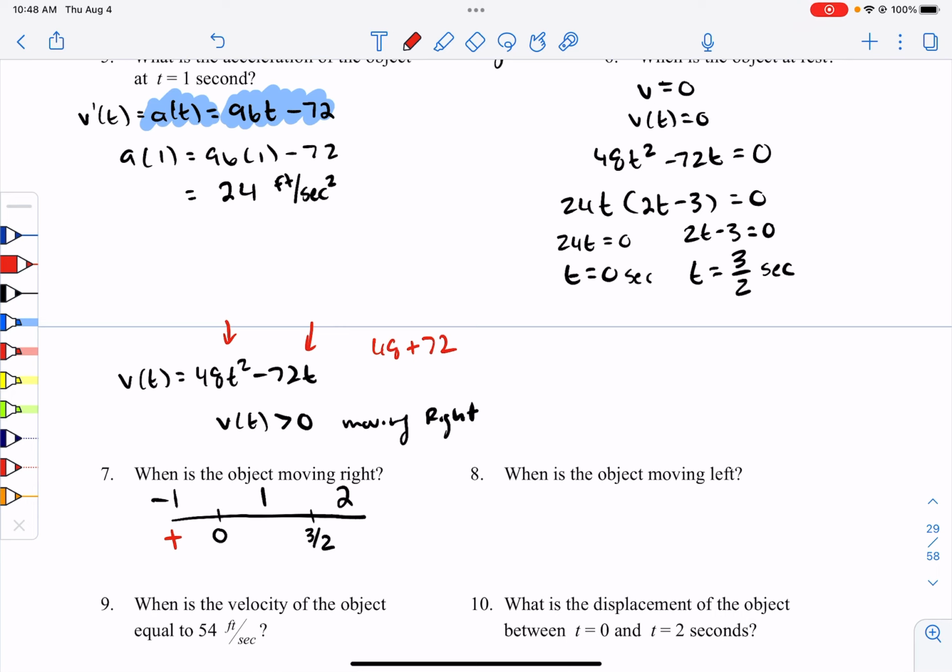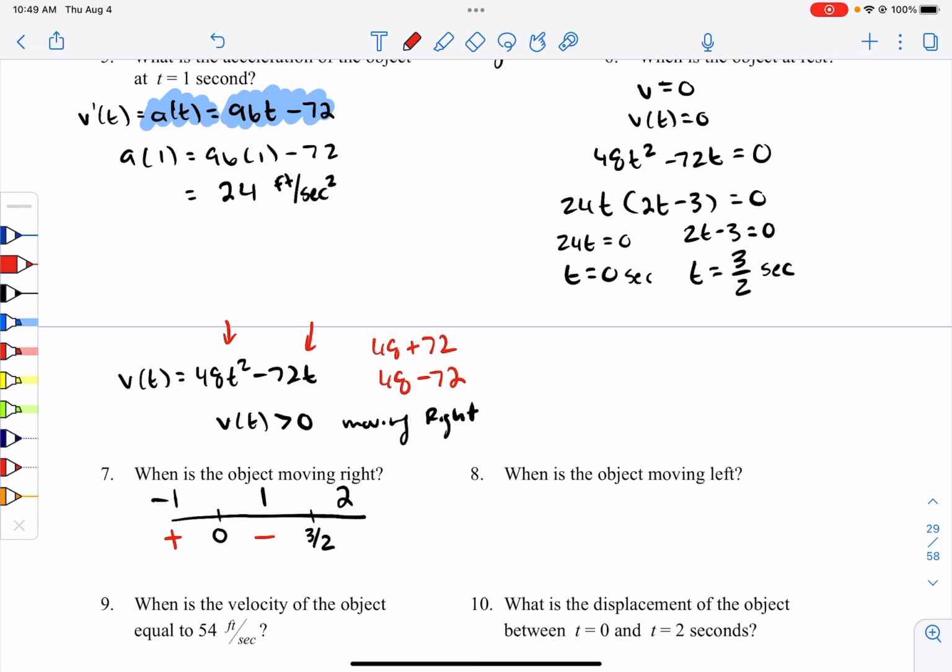I don't care about the number. I care about it being positive. So that means before time 0, I'm moving to the right. Well, let's plug in a 1 and see what's happening in between 0 and 3/2. So if I plug in a 1, I get 48 minus 72. That is going to be negative. Again, I don't care about the number. I care about the fact that that's a negative number. So at 0, I stop and I start moving to the left.